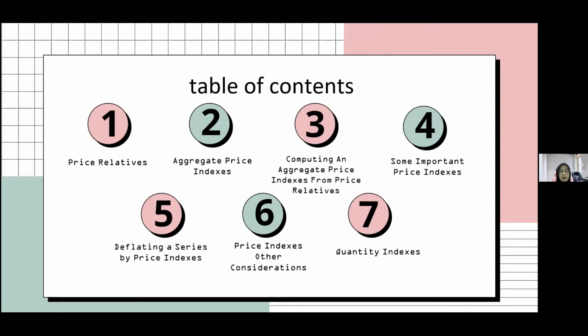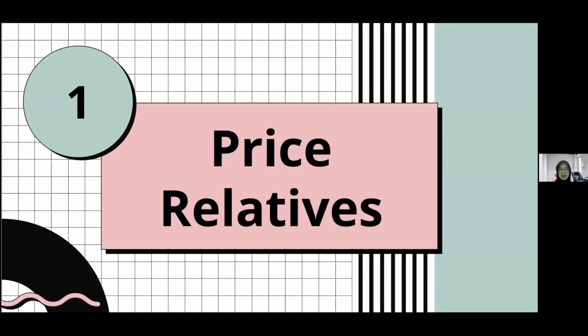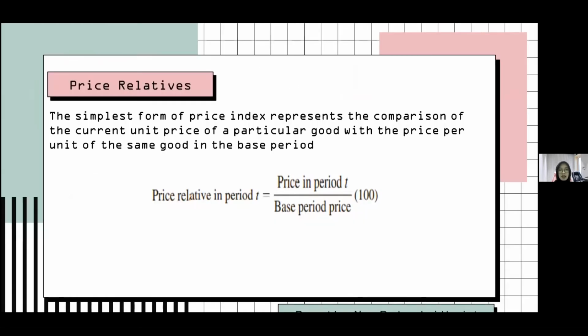First will be presented by me: price relative. The simplest form of price index represents the comparison of the current unit price of a particular item with the price per unit of the same item in the base period. We can calculate the price relative with the formula: price relative in period T equals price in period T divided by base period price, multiplied by 100.